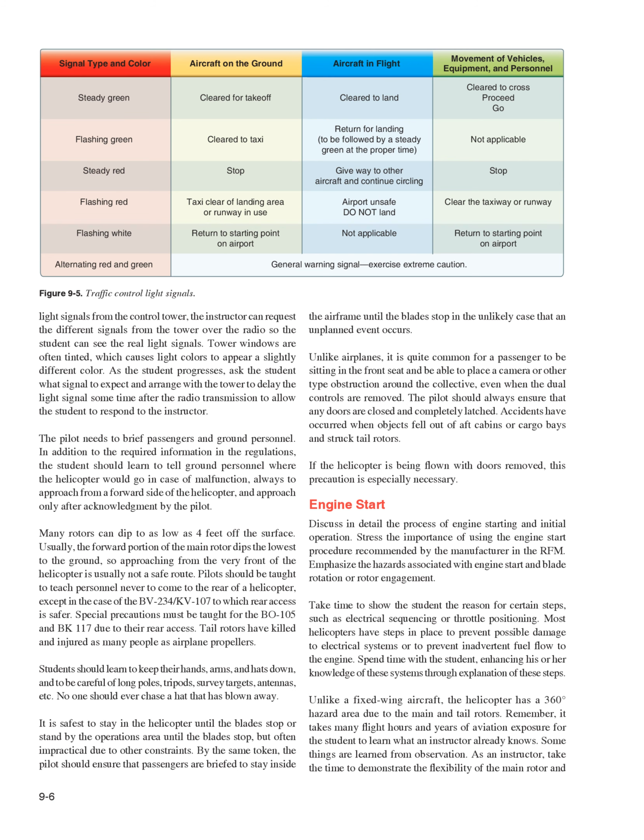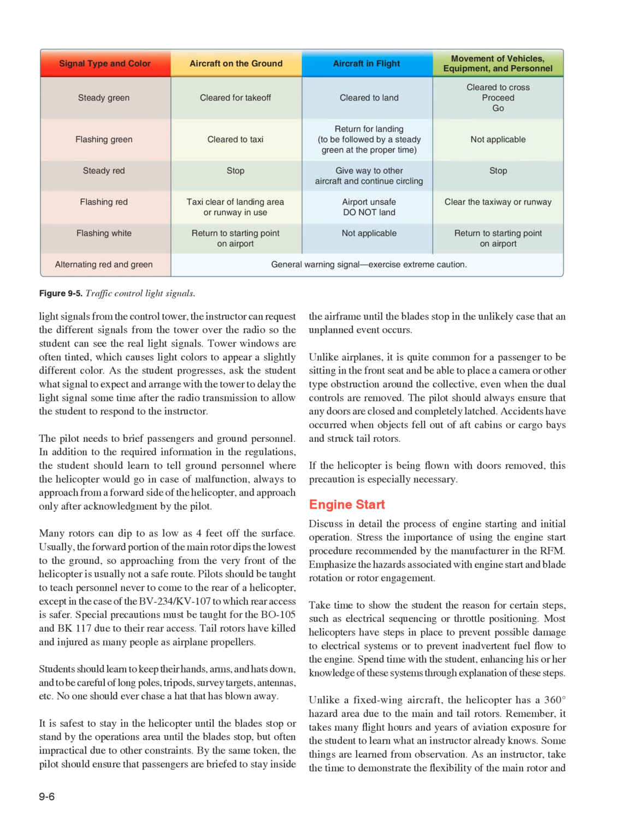The pilot needs to brief passengers and ground personnel. In addition to the required information in the regulations, the student should learn to tell ground personnel where the helicopter would go in case of malfunction, always to approach from a forward side of the helicopter, and approach only after acknowledgement by the pilot. Many rotors can dip to as low as 4 feet off the surface. Usually, the forward portion of the main rotor dips the lowest to the ground, so approaching from the very front of the helicopter is usually not a safe route.